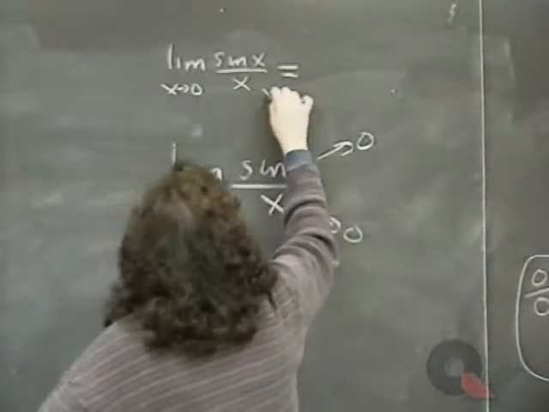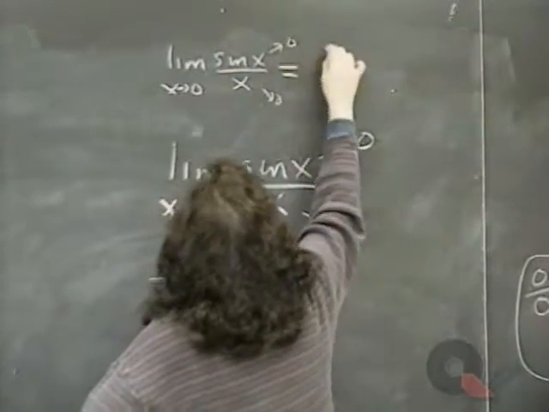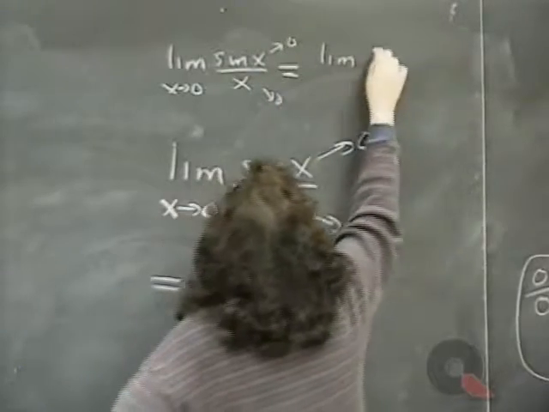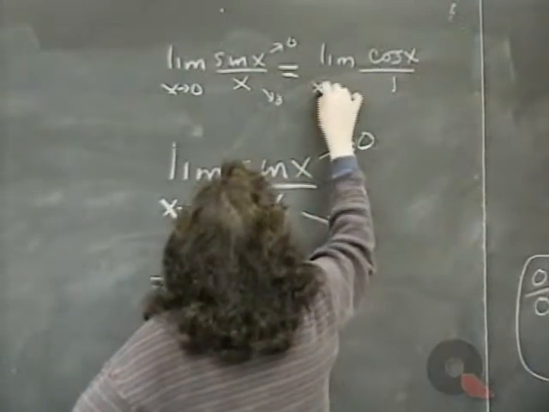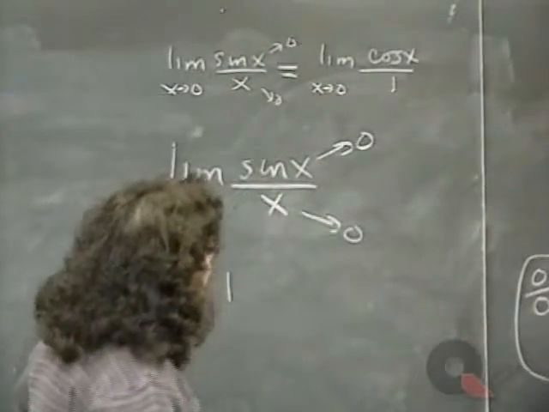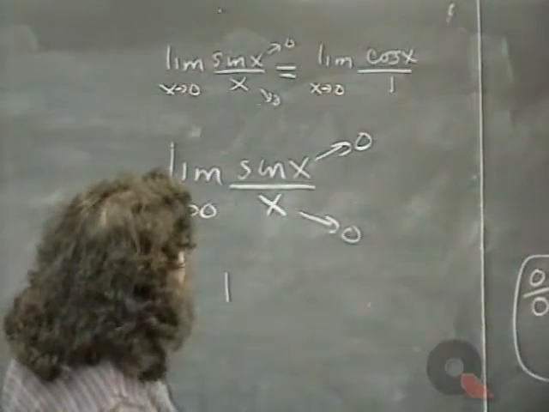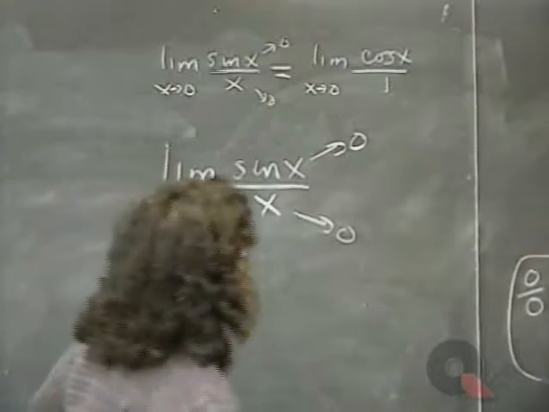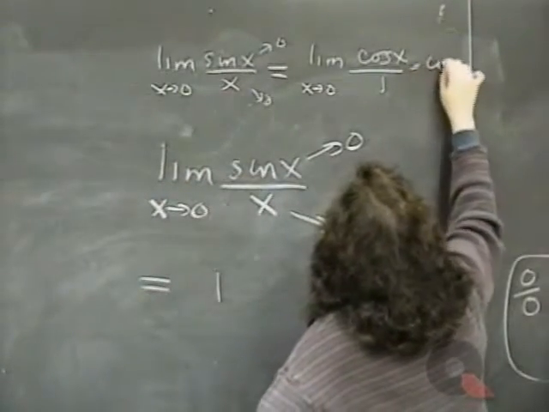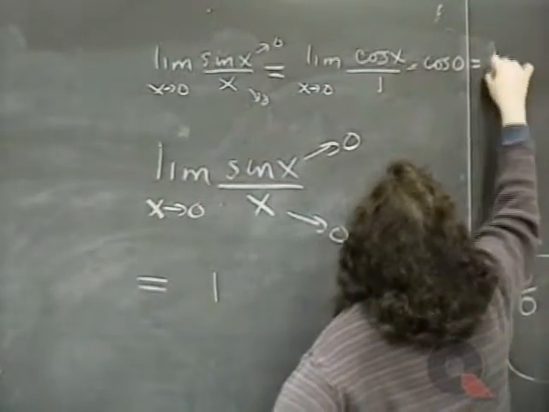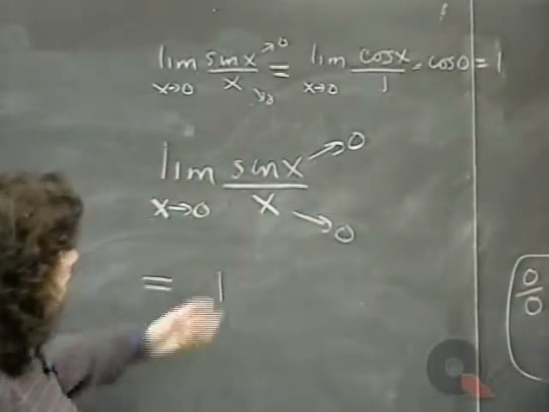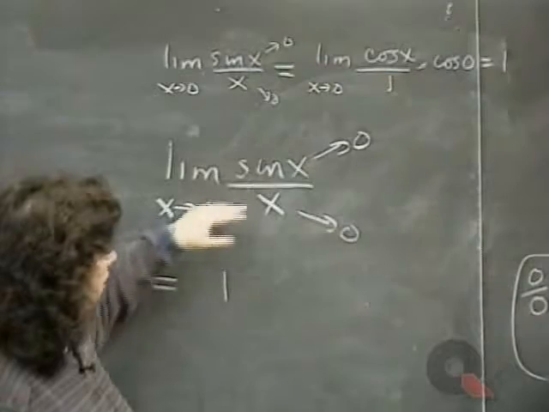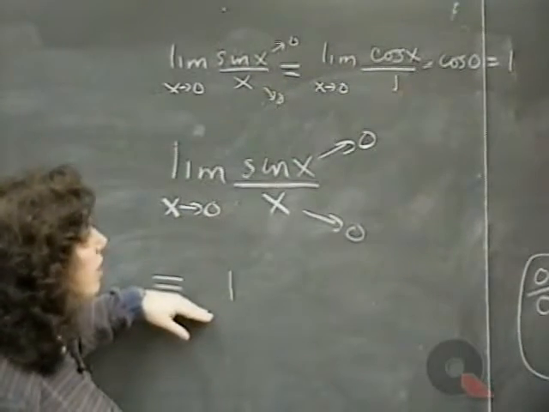to 0 over 0 form, we take the derivative of the numerator over the derivative of the denominator. We evaluate this limit. Well, the limit of cos x as x approaches 0 is cosine of 0, or 1. And of course, we get the right answer. Okay, now I don't want you to feel that we've wasted your time in class if you did go through a lengthy proof of this limit being 1.